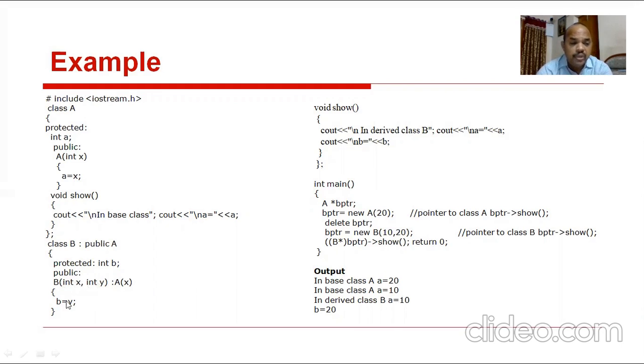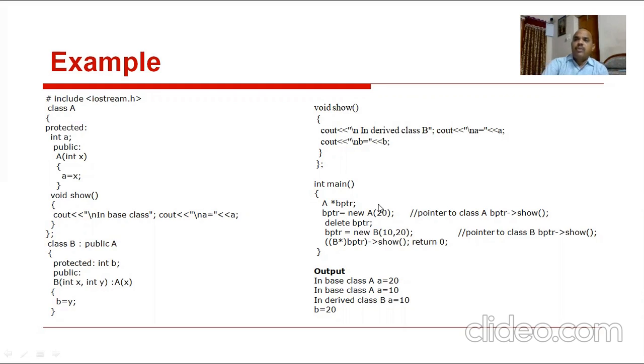Before executing the derived class constructor, it will execute the base class constructor. The previous value equal to 10, the present value equal to 20. Clear? Now x value equal to 10 and y value equal to 20. It will pass the x value to the base constructor. Clear? Then simply, what is our concept?